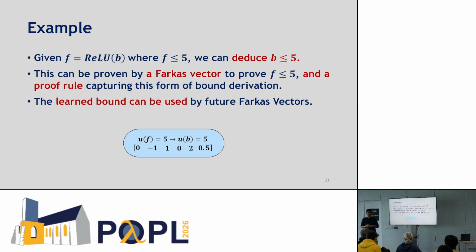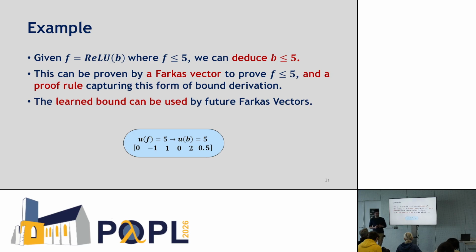So for example, let's say we have this ReLU connection between these two variables, and we learn as a fact that f cannot be larger than 5. Then we can also deduce that b is not larger than 5 as well. We can prove it by using a Farkas vector that proves the first result, what we call the invoking bound, and then a proof rule that captures this form of derivation. After we do so, we can use this as a proof of the corresponding lemma. So we'd have these lemmas as well.